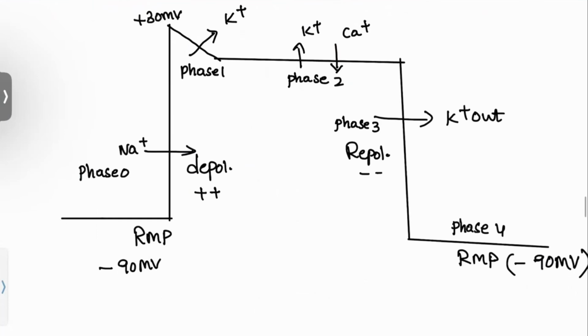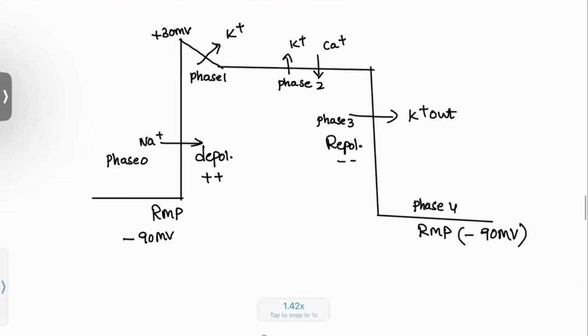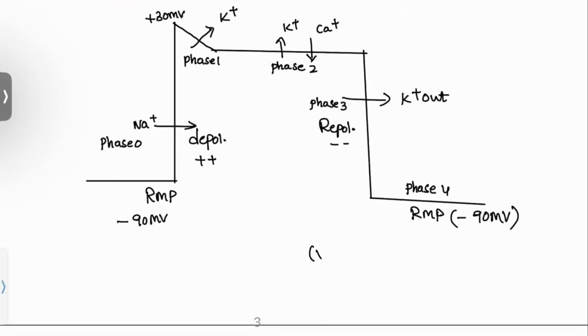These are the 4 phases. In phase 0, sodium influx. In phase 1, potassium efflux, and the repolarization starts. At the plateau phase, phase 2, potassium goes out and calcium comes in. In phase 3, potassium slowly goes out and the whole cell reaches the resting membrane potential. This is happening in the ventricular muscles. Depolarization is nothing but contraction, and repolarization is nothing but relaxation.